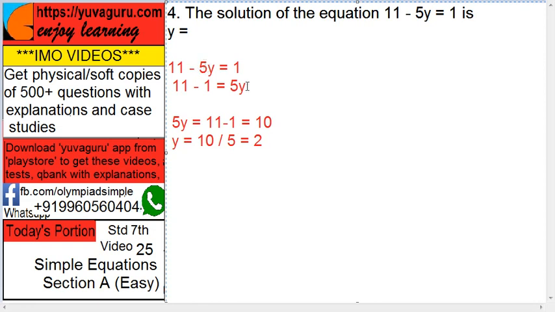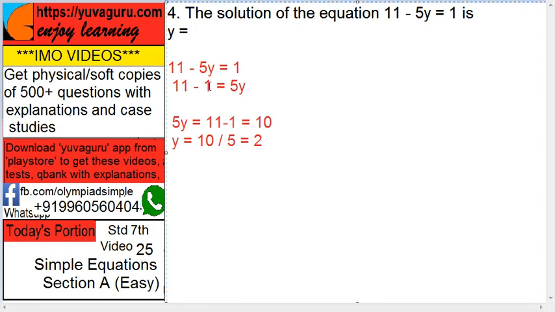So what you want is y, but you can't take y separately now because 5 is attached to it. So take both of them on one side. So it becomes 11, take 1 on the other side. Keep what you want on one side, what you don't on the other side. So 11 minus 1, this 1 comes to this side, it becomes minus. 11 minus 1 and this 5y comes on this side, so it becomes plus.